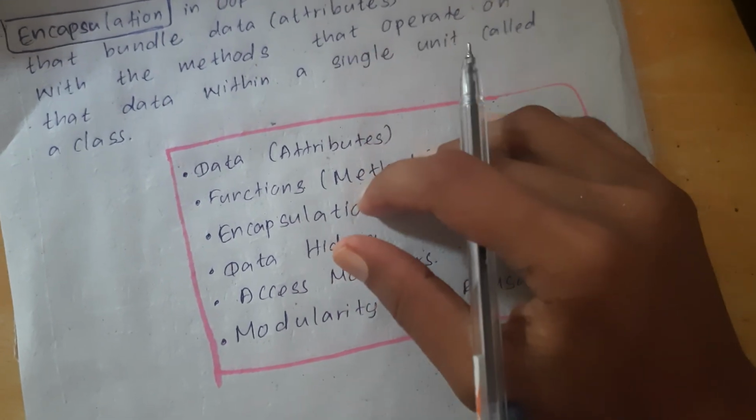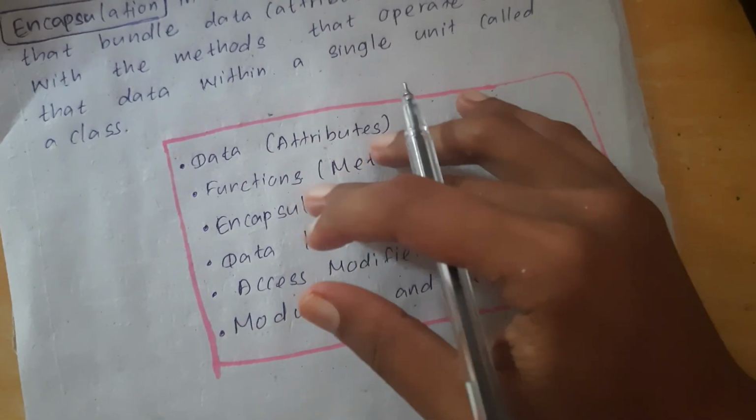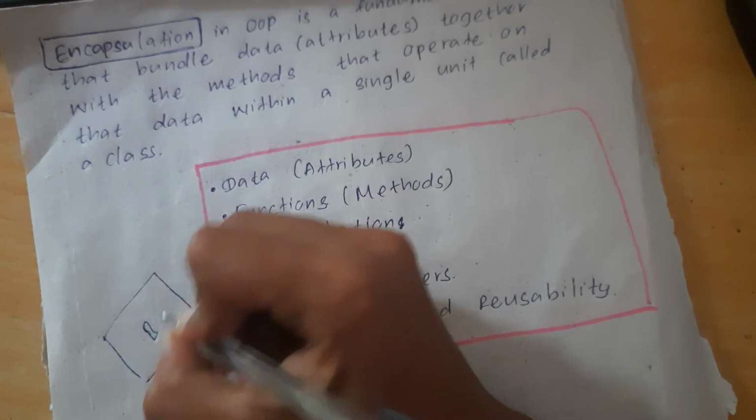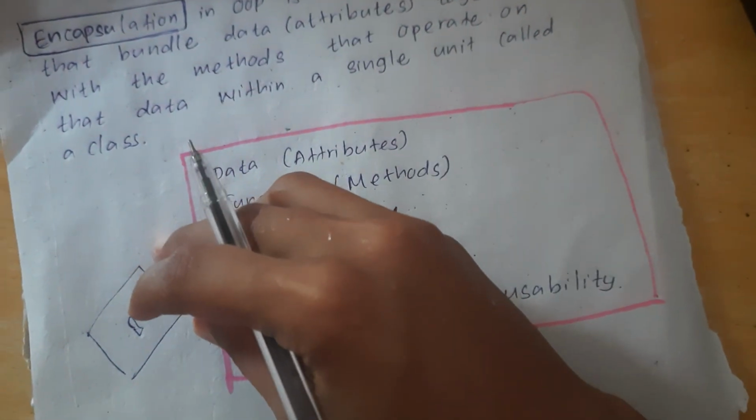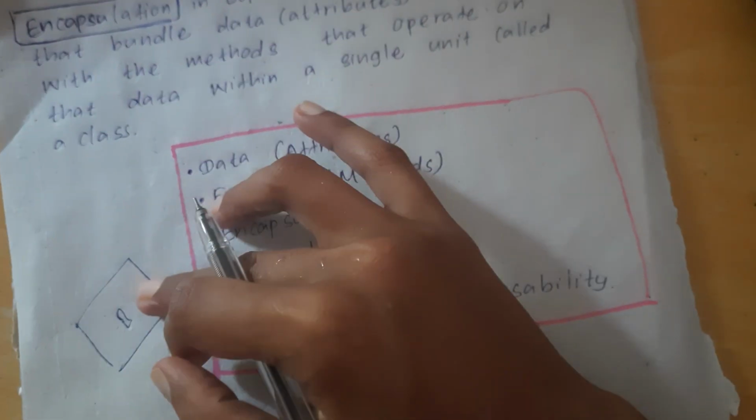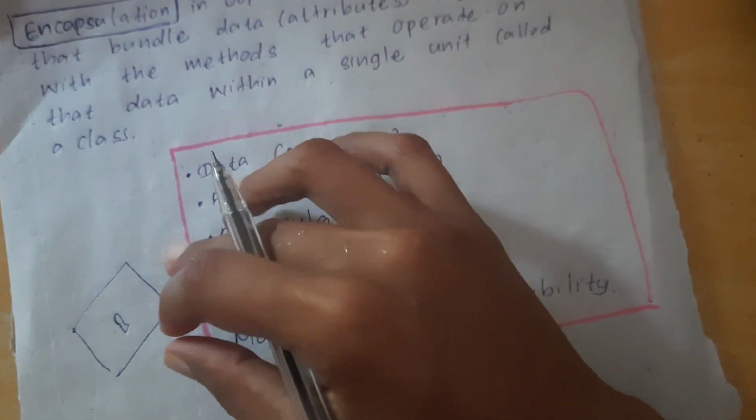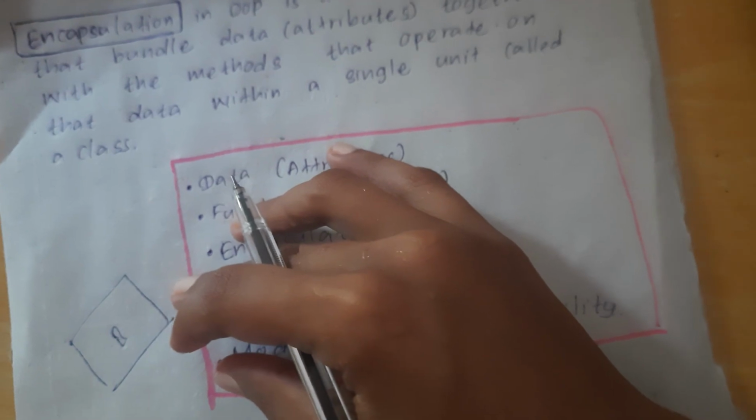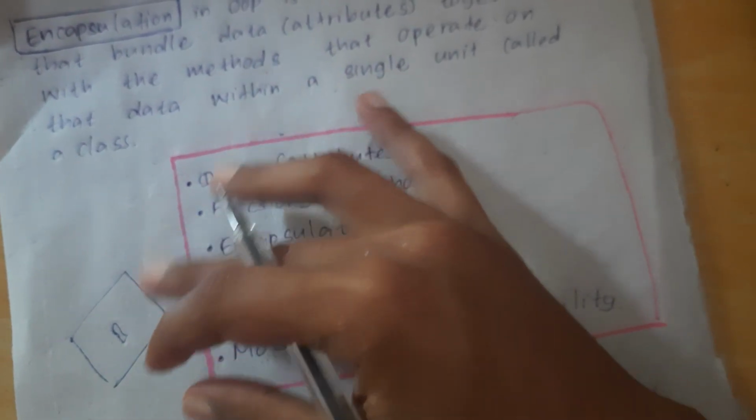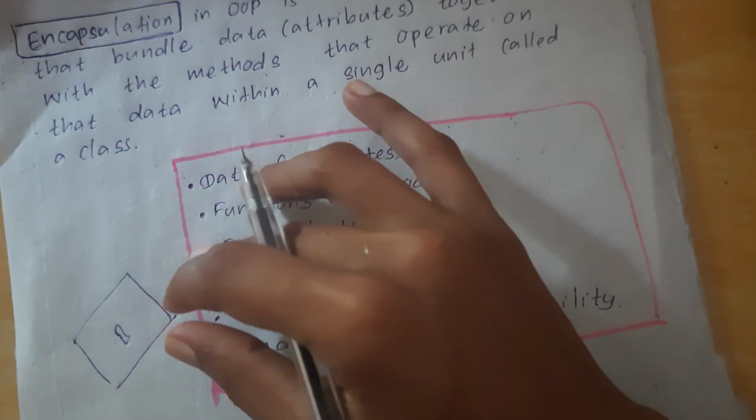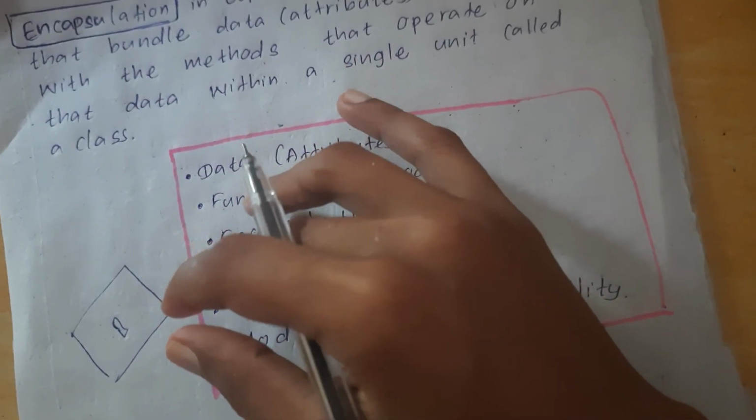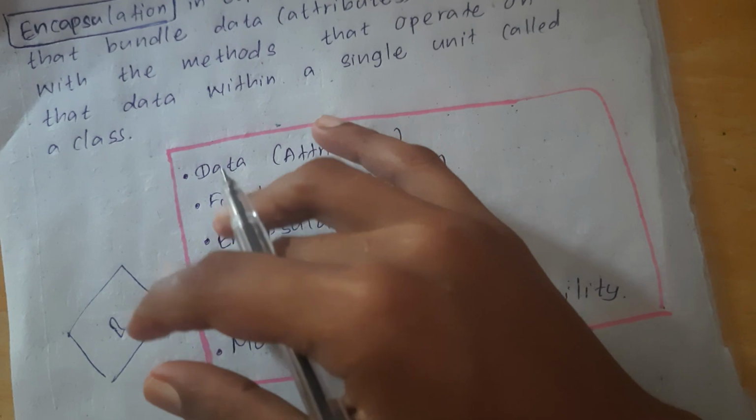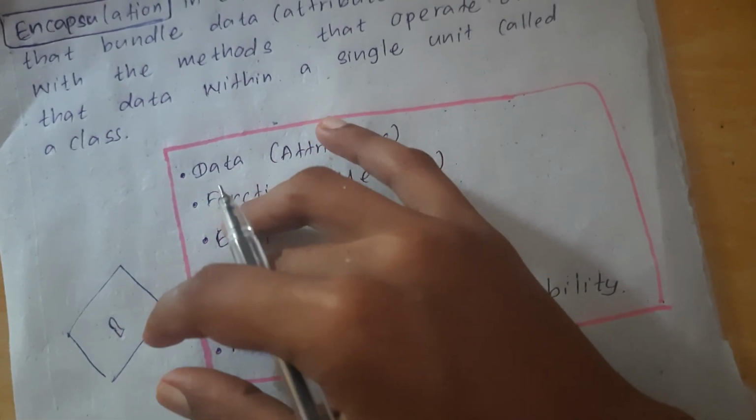Imagine a box with a lock. This is the lock. The data or attributes are like the valuables inside the box, and the class acts as the box itself. Encapsulation often uses the private access modifier to restrict direct access to this data from outside the box. You can only access and modify the data through special methods provided by the class, similar to needing a key to unlock this box.